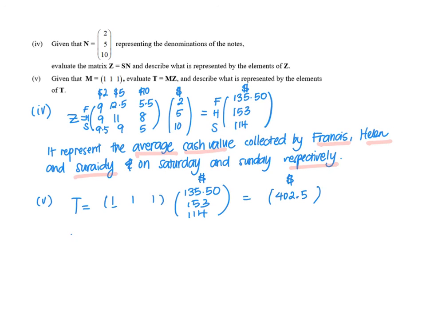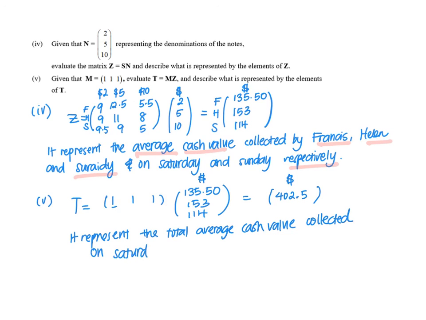So what does it represent? It represents the total average cash value collected on Saturday and Sunday. No more respectively. So there's only one answer. Have you gotten the answer?